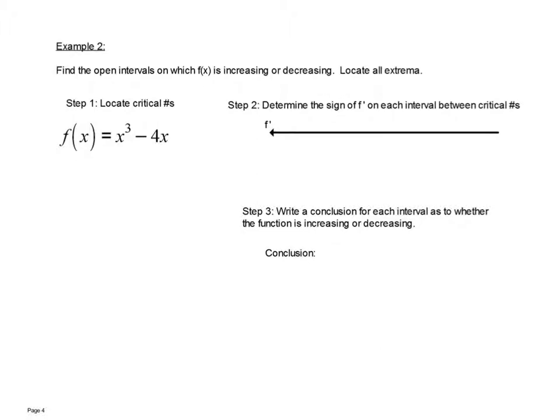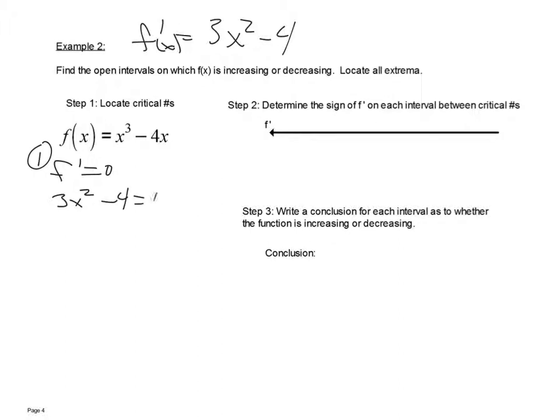So this question not only asks to find on which intervals f is increasing and decreasing, it asks to locate all extrema. So we have to do that by finding our critical points. So remember, f prime equals 0. So f prime, I'm going to write that at the top. F prime of x in this problem is just 3x squared minus 4. So I need to know where 3x squared minus 4 equals 0. That means 3x squared equals 4, so x squared equals 4/3. So x equals plus or minus square root of 4/3, or 2 over root 3.